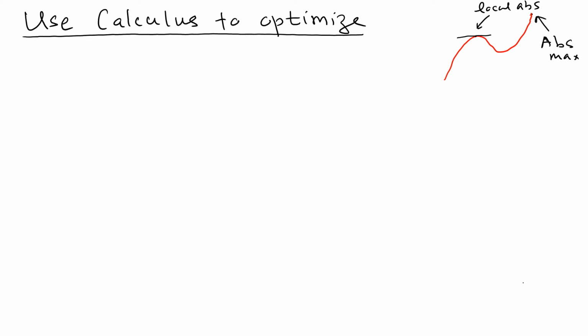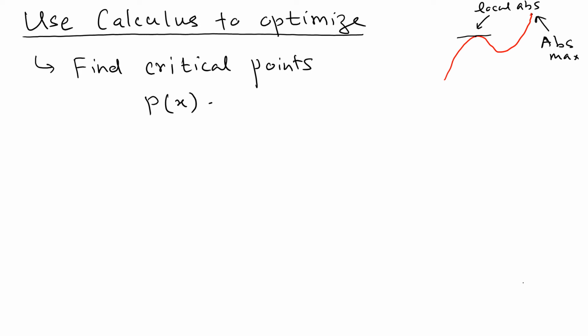So what we normally do, if you want to use calculus, is we're going to find the critical points. So let's go ahead and find the critical point. So we have our function P(x) as a function of x now. So it is 20x minus x squared. So let's go ahead and find the derivative, P prime of x. You can see it is 20 minus 2x.